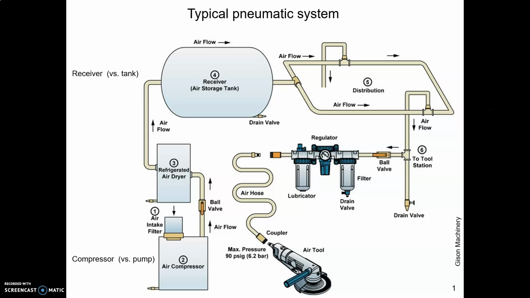Just like a hydraulic system uses oil, a pneumatic system uses air. And here's a sort of diagram of a typical system like you might find in a shop. So a hydraulic system uses a pump. Pneumatics use a compressor. A hydraulic system uses a tank or a reservoir. A pneumatic system uses a receiver, which is basically a tank. And then you still have valves and you still have actuators.